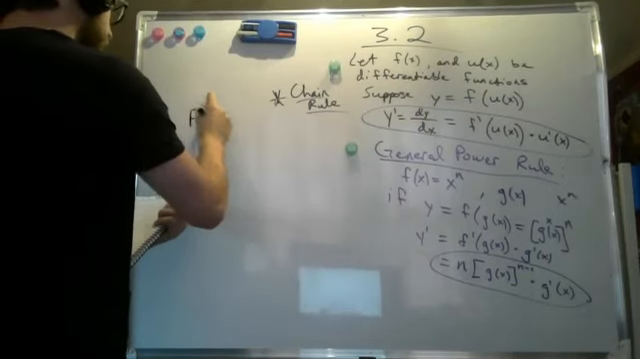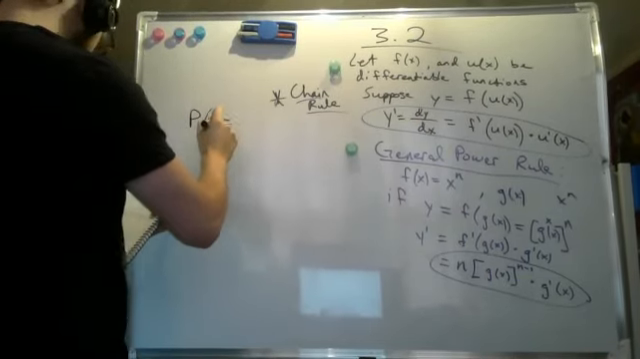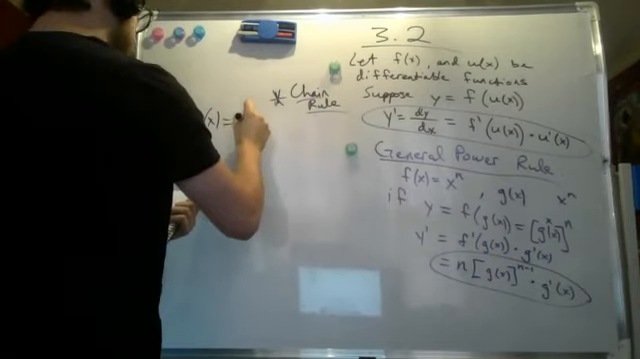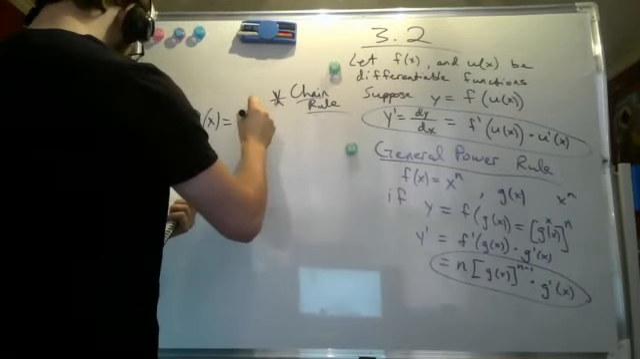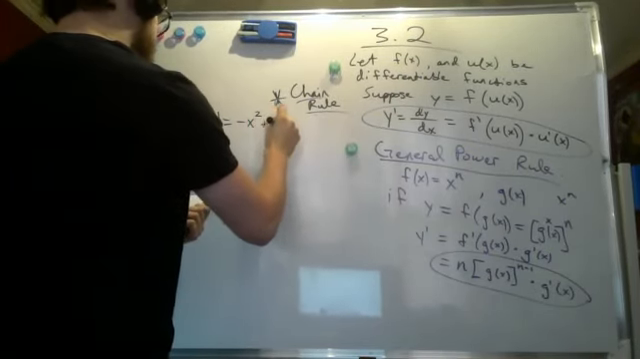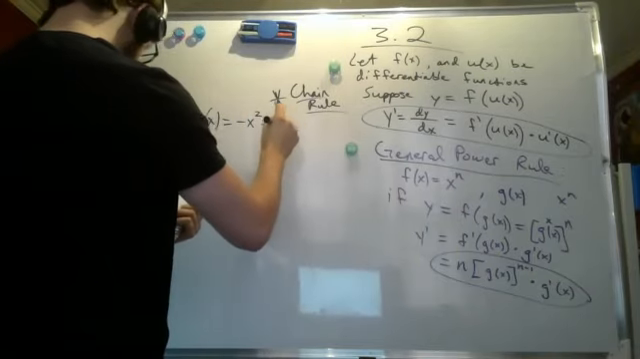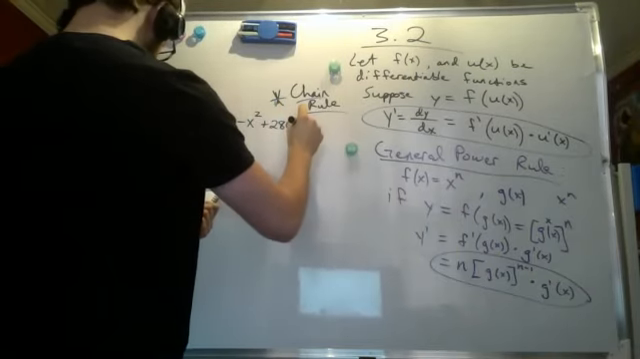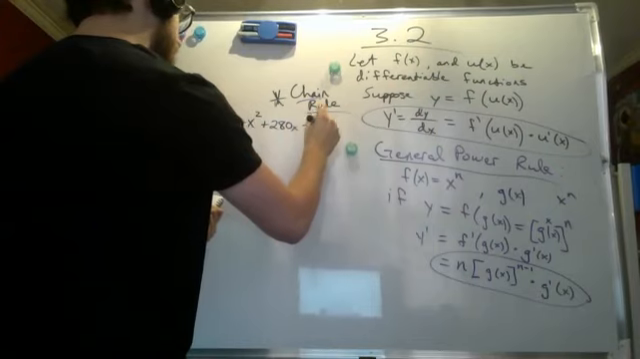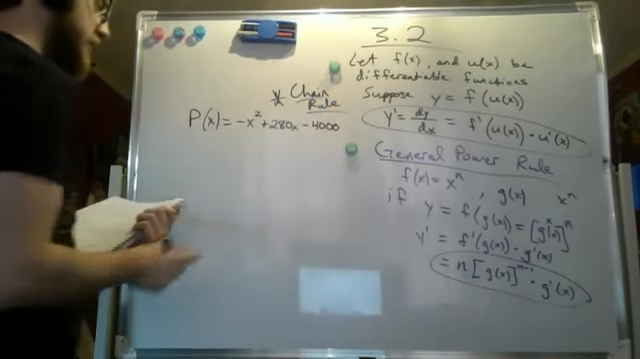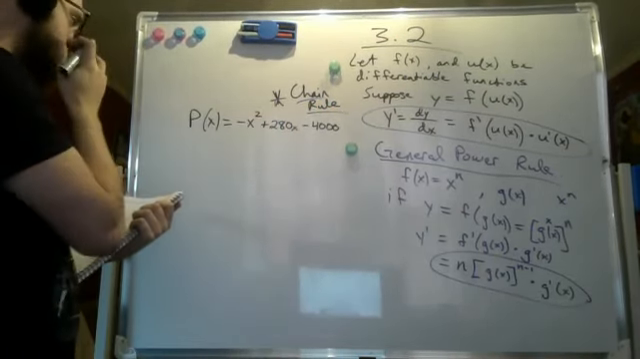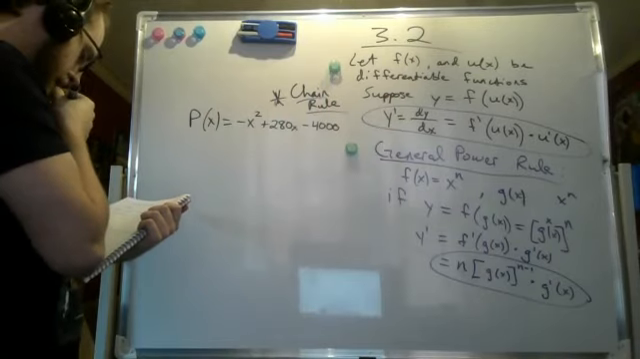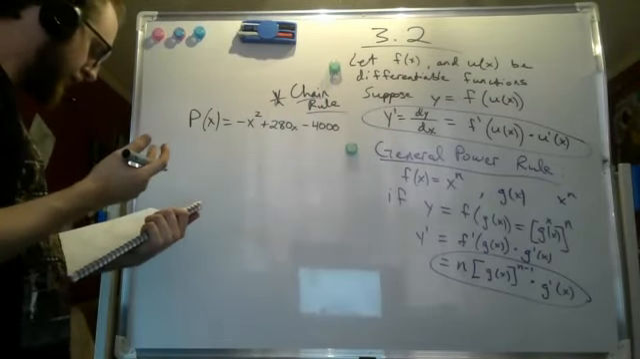so they give us the profit function. P of x is equal to -x squared plus 280x minus 4,000. So they give this to us. They also tell us some little extra information.